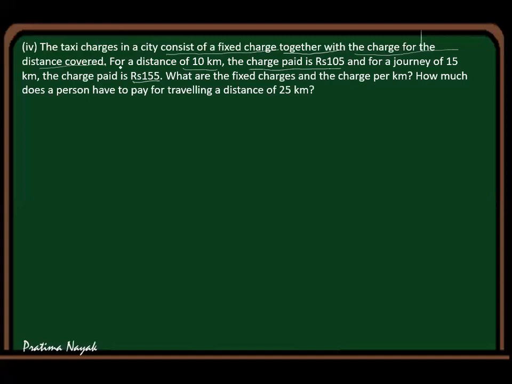So there is a fixed charge. You must have seen that there is a fixed charge shown in the taximeter. Whenever you sit, you have to pay it, whether you move or not. So that fixed charge is an unknown quantity, and per kilometer he is charging something. So that is another quantity. So these two we can take as x and y.